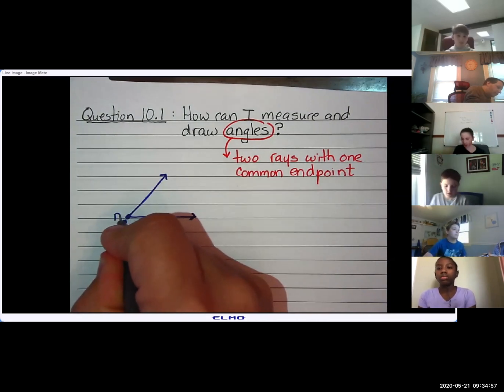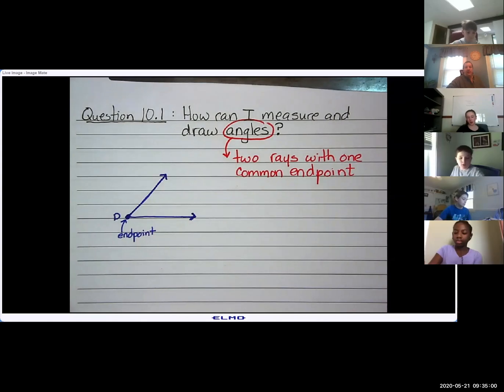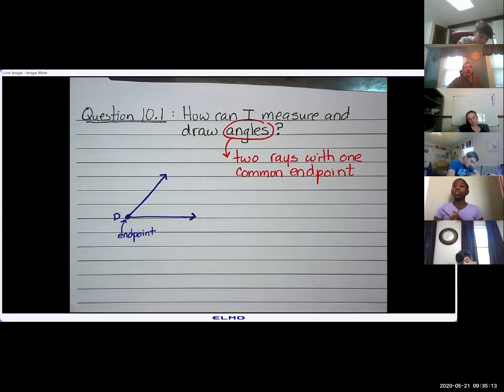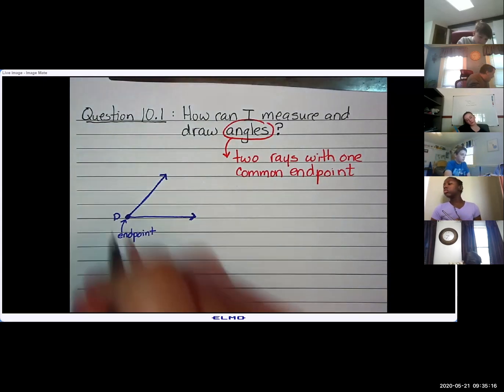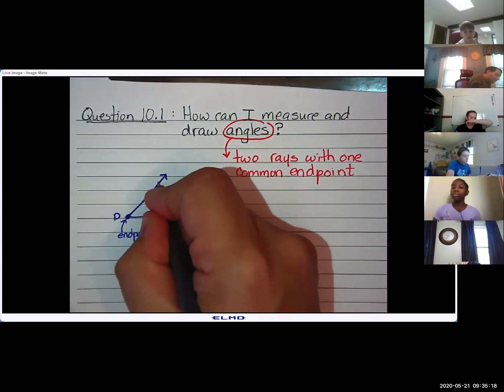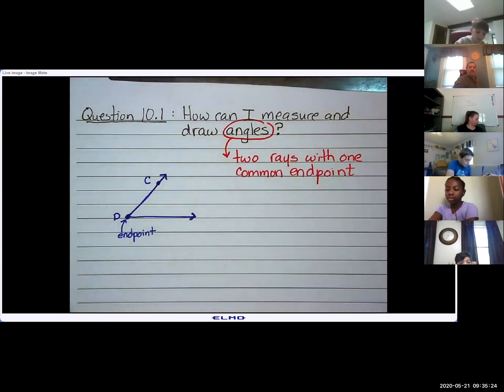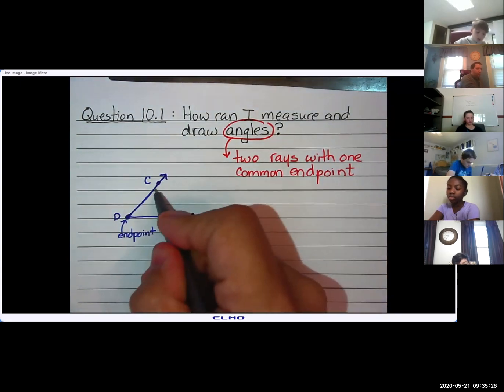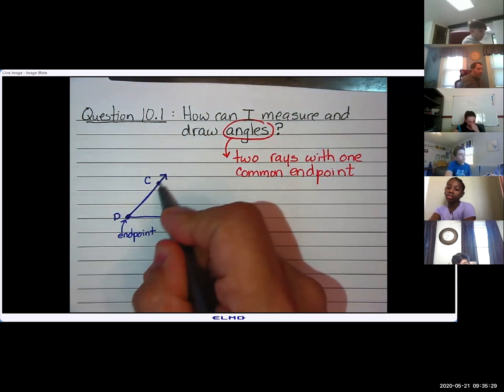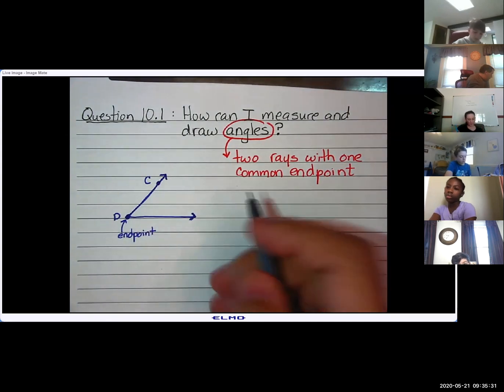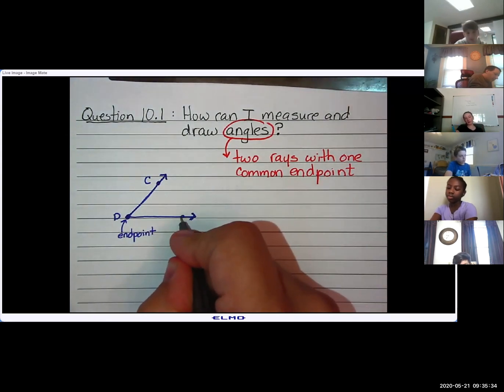In math, what we do is we give points letter names so you know what we're talking about. So I'm going to label that endpoint point D. We always use capital letters when we're talking about points. So I'm going to call that point D. I'm going to call that point C. It doesn't matter where you put the point as long as it's somewhere towards the end of this ray. And I'm going to put another point here.